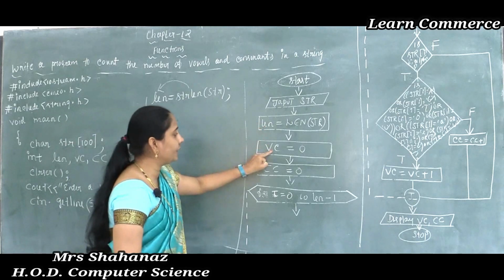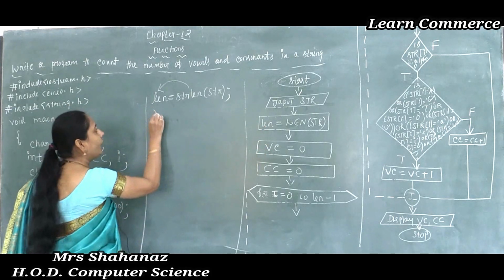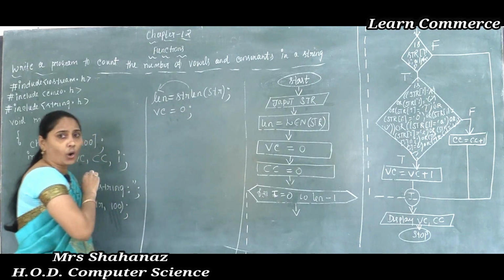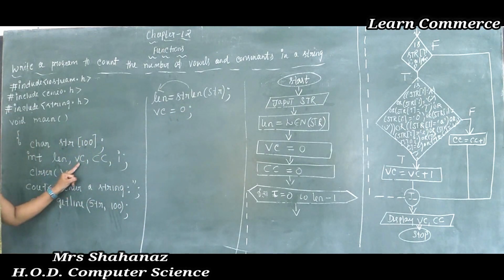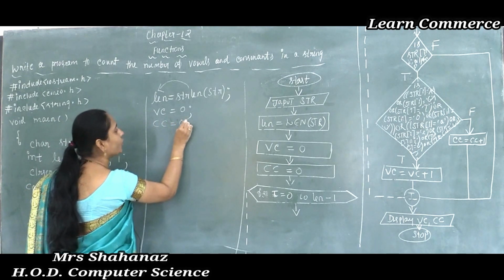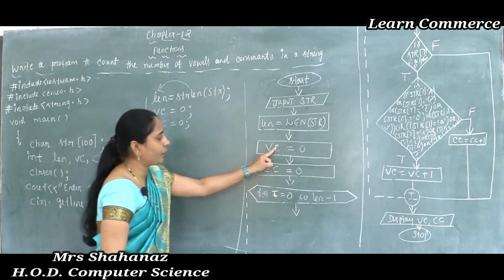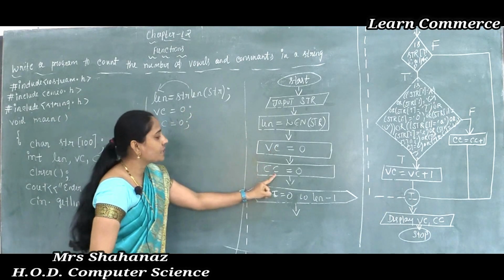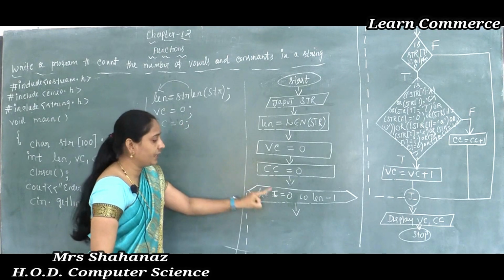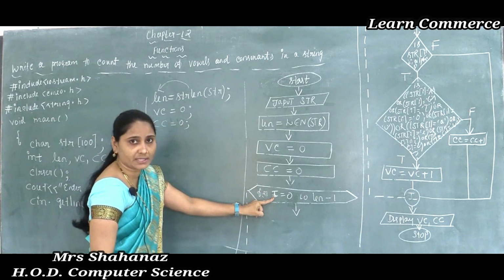Now after that, the initialization of VC and CC. VC means vowels count, like that I declared VC here, and next CC, okay, CC is equal to 0. So that means we completed VC is equal to 0, CC is equal to 0. Clear this point here, and next I am going to use this.